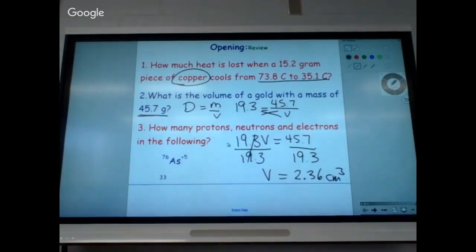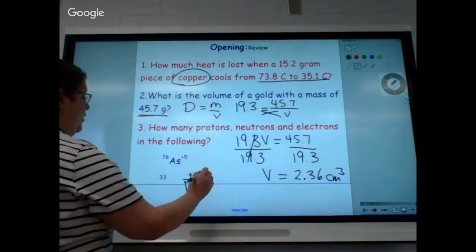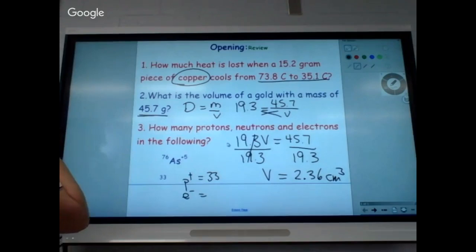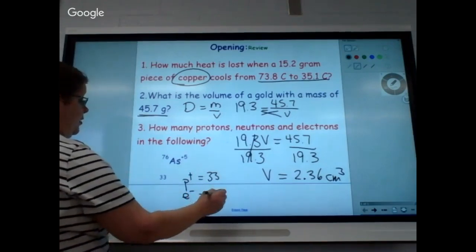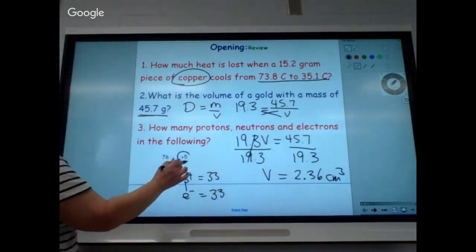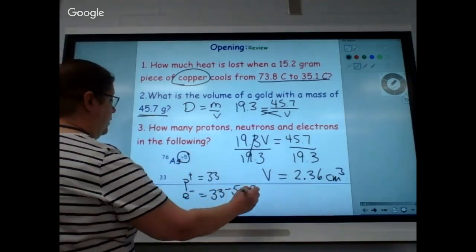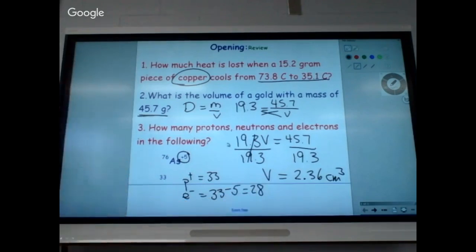All right, so we're okay with 1 and 2 now. Yeah. All right, so number 3. How do we find protons? What tells protons? Atomic number is protons. How many protons do we have? 33. How many electrons do we have? 33. What does this right here mean? Minus 5, which would give us what? 28. Because plus 5 means we lost 5 electrons.